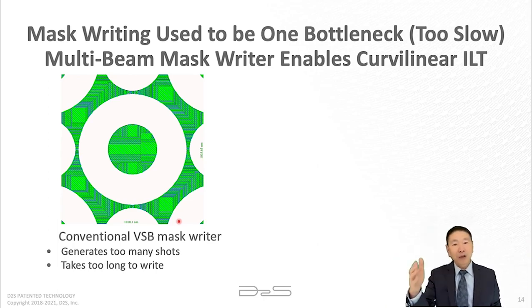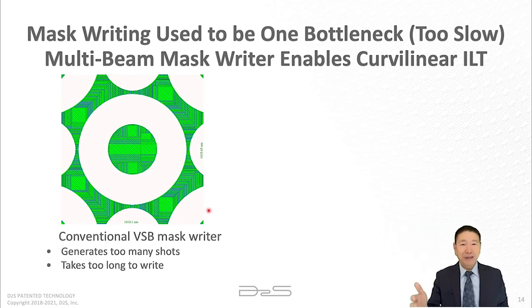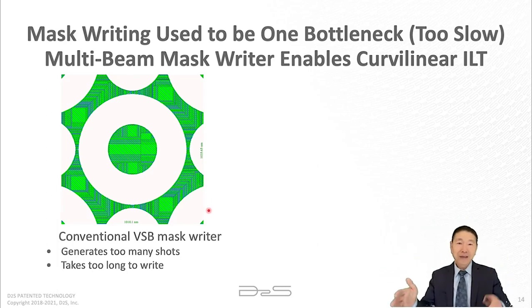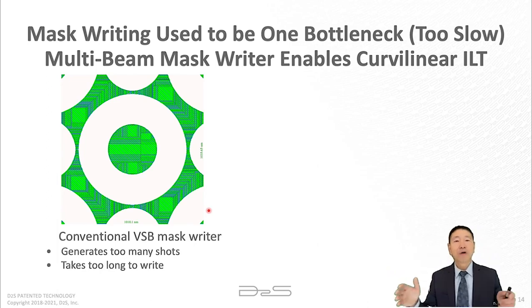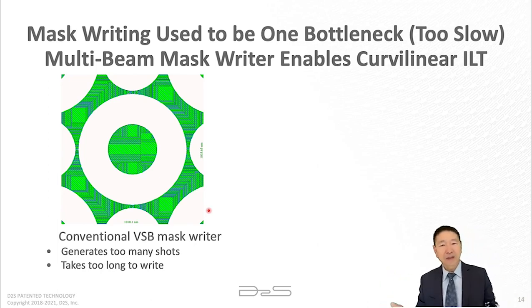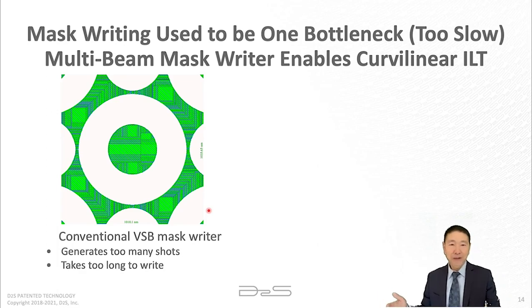But when you want to write a curvilinear pattern using a VSB mask writer, then you have to use very tiny, small bricks. Then the result is you have too many shots. Since the write time is proportional to the number of shots, the write time is too long. It's not practical, because the practical write time is about one day, and this may take quite a few days.